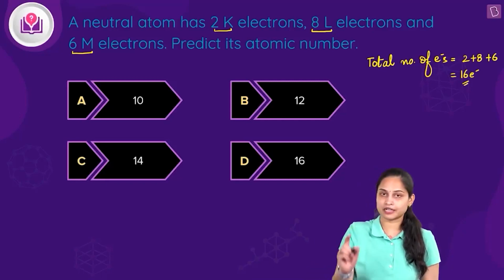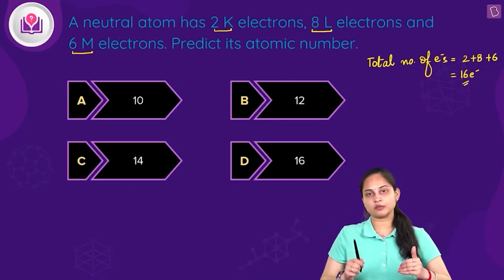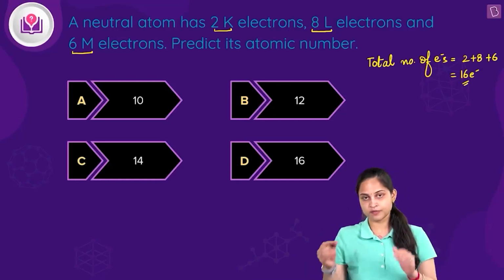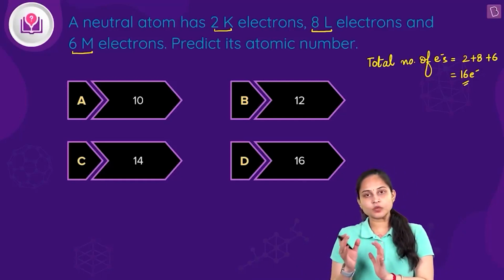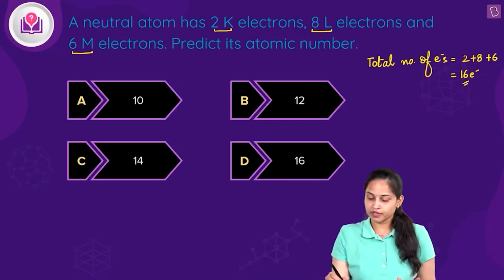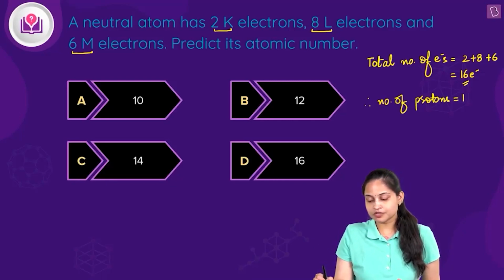We need to predict the atomic number. Now the total number of electrons in a neutral atom is equal to the number of protons. Therefore, number of protons is equal to 16.